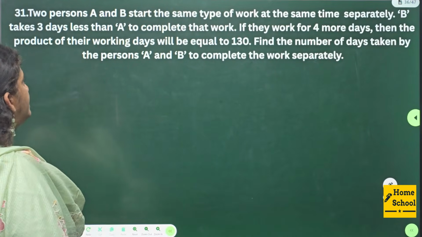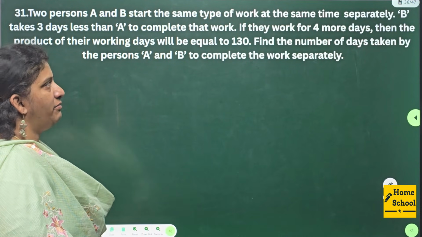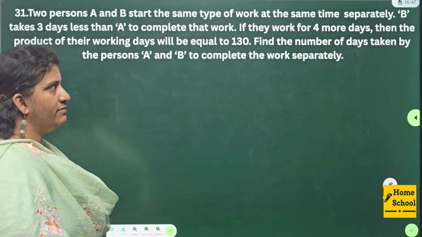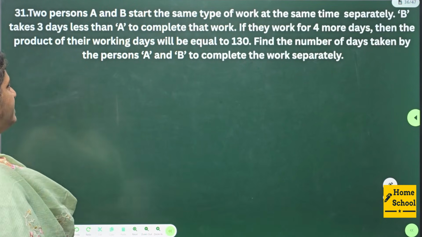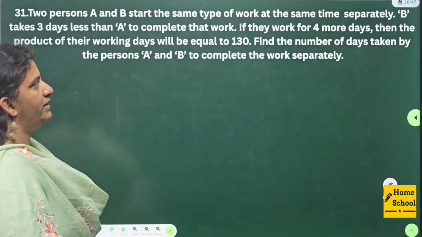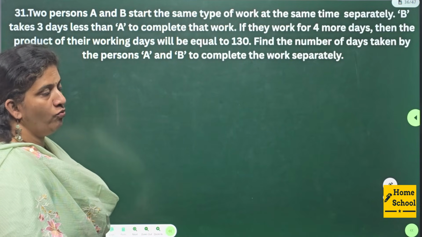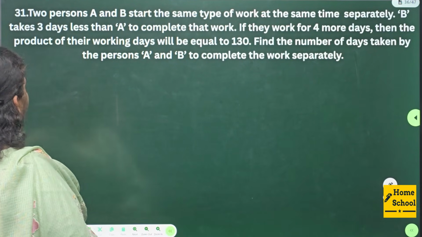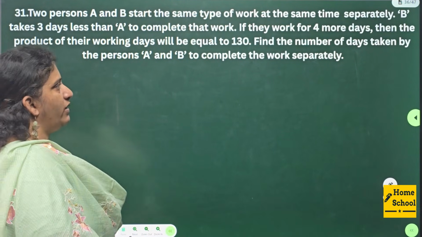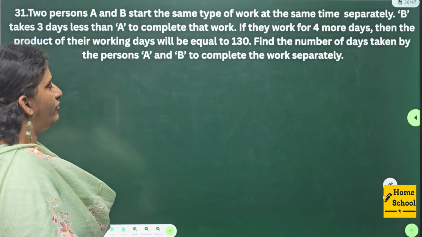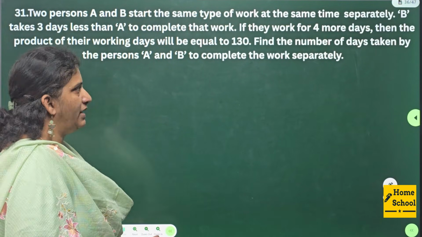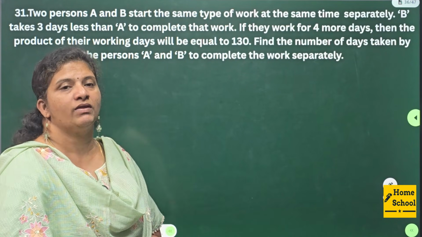31st, two persons A and B start the same type of work at the same time separately. B takes 3 days less than A to complete that work. If they work for 4 more days, then the product of their working days will be equal to 130. Find the number of days taken by the persons A and B to complete the work separately.